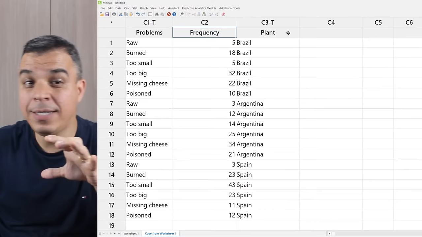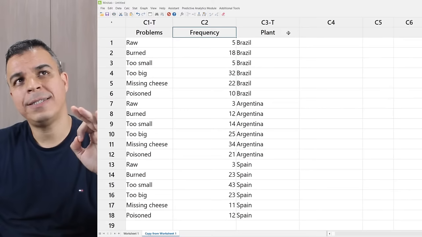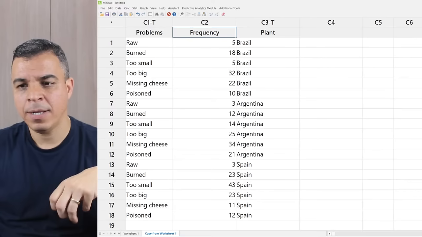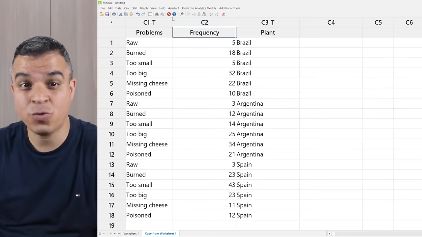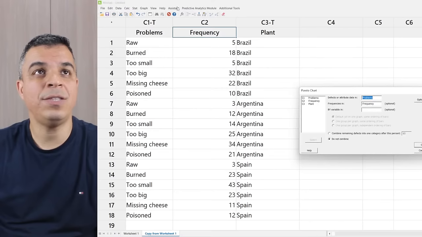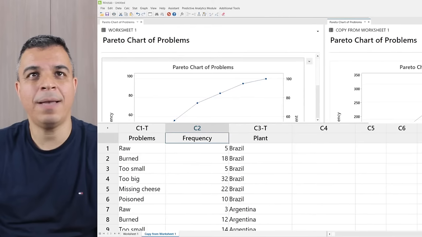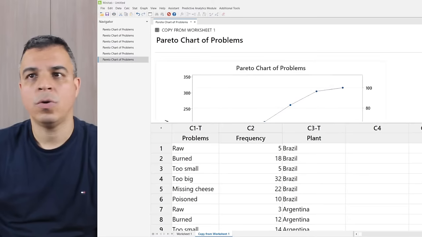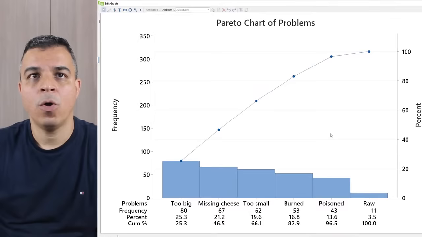So again, it has not to do exactly with weighting your Pareto. It has more to do with segmenting, with stratifying, but I think it's super cool and extremely useful, okay? One of the things you can do, if you just run a Pareto considering all problems and frequency, you have something like this. So the most critical problem is too big, yeah? Cheese breads that are too big.